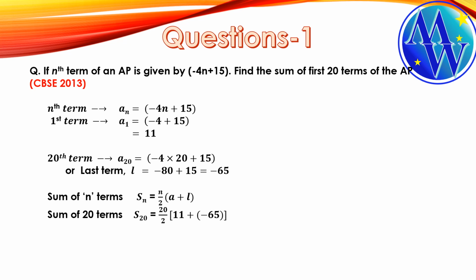11 plus minus 65 means 11 minus 65, right? So, which equals minus 54. So S20 equals 10 multiplied by minus 54, which equals minus 540. That's the sum of the 20 terms of the given AP. Understood?